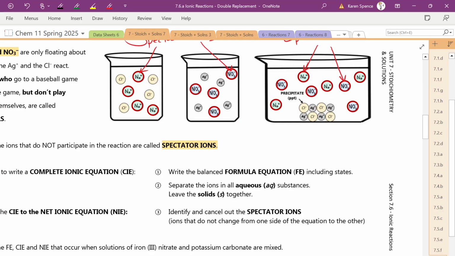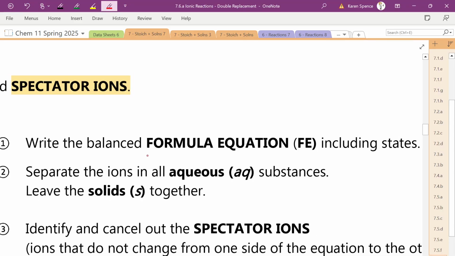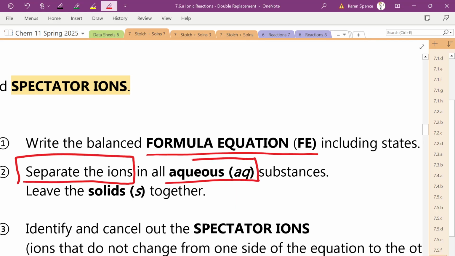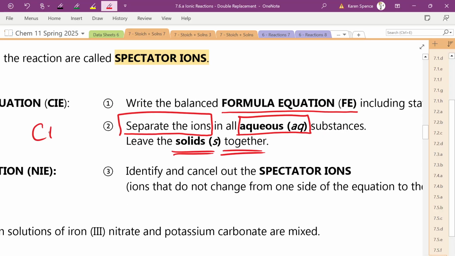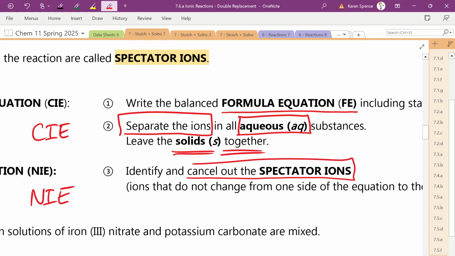And this bit here just runs you through what we just talked about. How do you write a complete ionic equation, a CIE? You start with the formula equation. You separate the ions, but only for the aqueous substances. The solids stay together. And then to go from the CIE, the complete ionic equation, to the net ionic equation, you cancel the spectator ions.